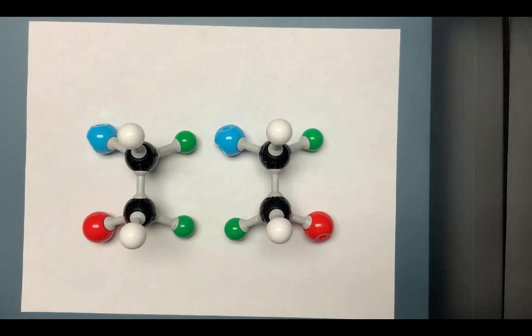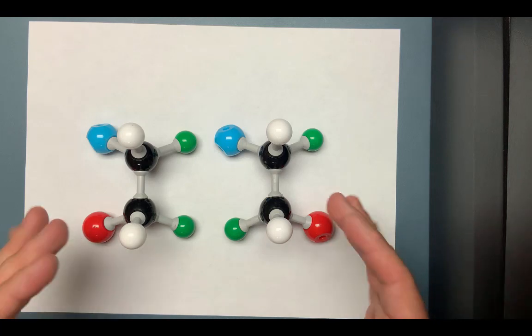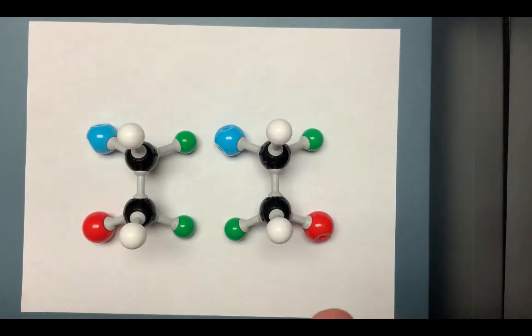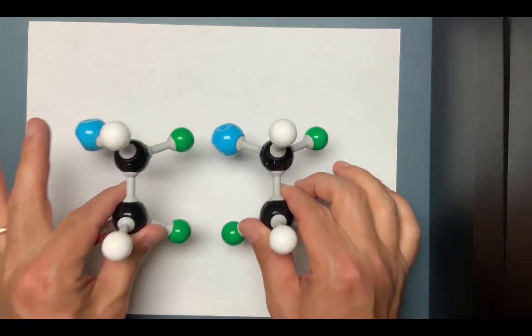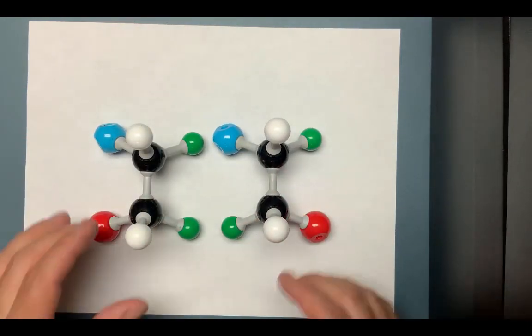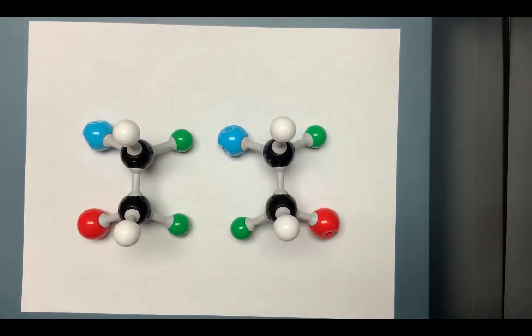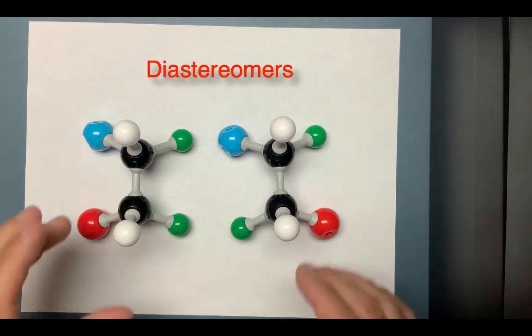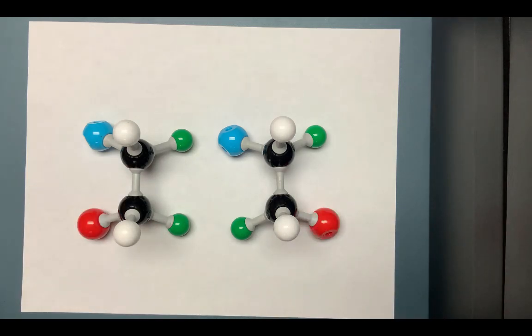mirror images. So if I have two molecules that have the same formula, that have the same connections, but differ in the way the molecule is arranged in three-dimensional space, these molecules are still stereoisomers, and they are still related. The relationship now, though, is that these are diastereomers, okay? They are no longer mirror images, but they are still stereoisomers. So I can have stereoisomers that are like E and Z. Those are one form of diastereomers.